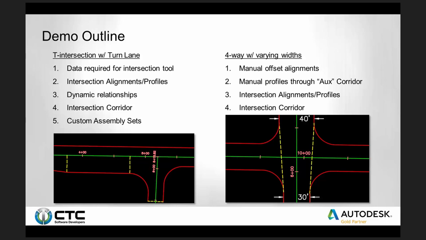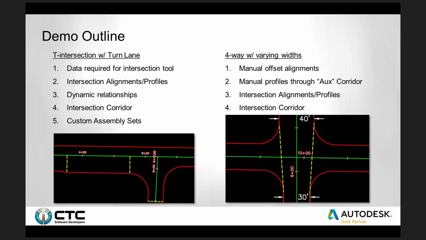We're going to then go to a four-way intersection with some varying widths, and this is where right out of the box the intersection tool gets a little tricky. So in the example on the right there, if I've got a 30-foot width of the north-south road on the south side and a 40-foot width of the north-south road on the north side, how do you handle that? Right out of the box, you can't put in two different widths for a given crossing road, and so we have to define that with manual alignments. So we'll go through that.